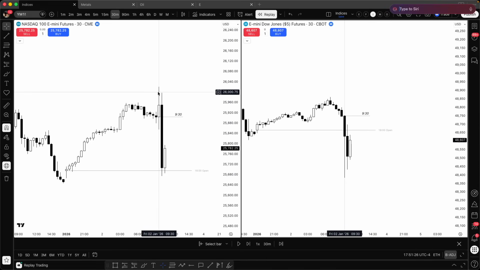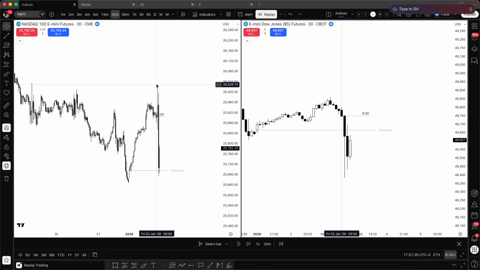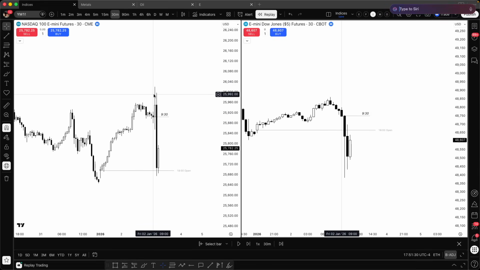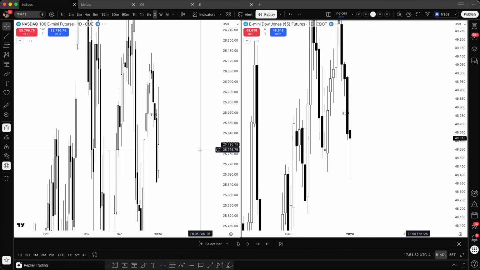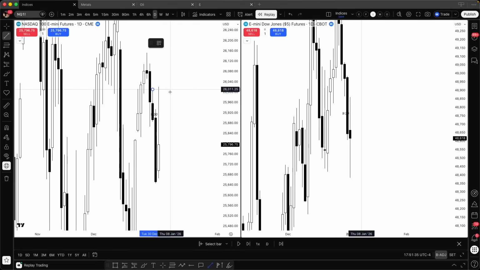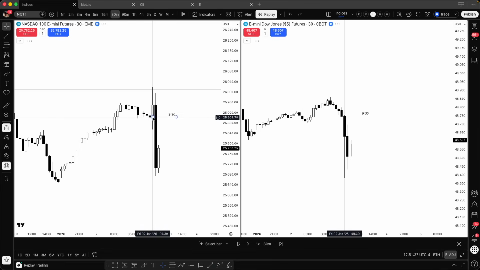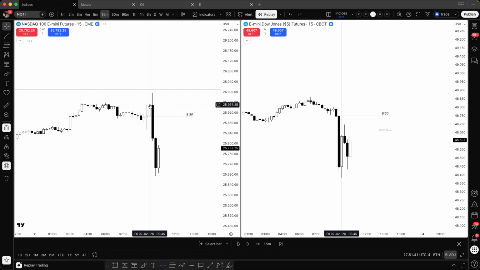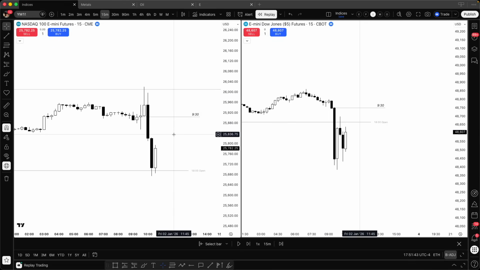NQ trades higher for 9:30. We get that SMT fill. This 9:30 high is what creates the SMT fill. Let me mark that out so it's easier to see. See the 30-minute 9:30 open? We sweep out that high, and then what do we get here?